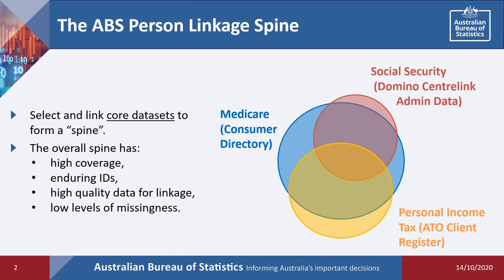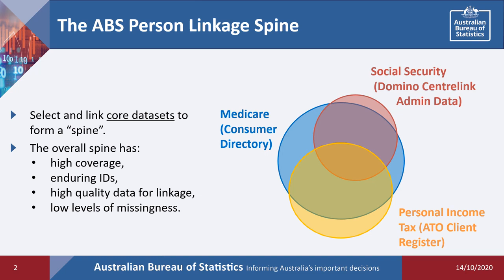The spine aims to broadly cover all people who are residents in Australia from 2006 onwards by integrating information from three core datasets: Medicare data, Social Security data, and tax data. The first production spine was created by the ABS in 2018 and included persons who are active in any of the three core datasets. One important enabling feature of the core datasets is that they contain what we call event-based data. This means that they contain information for people across the entire reference period.